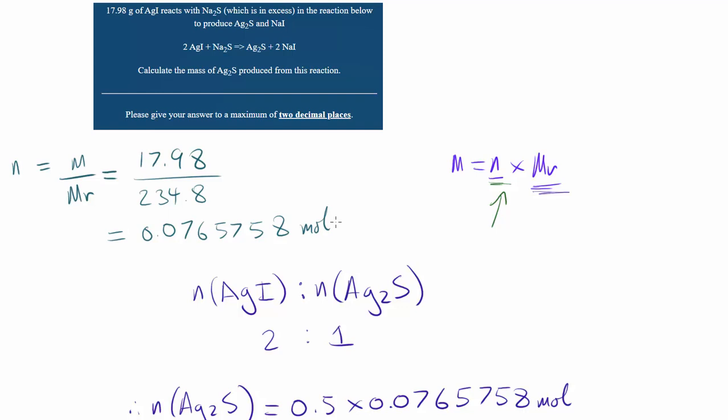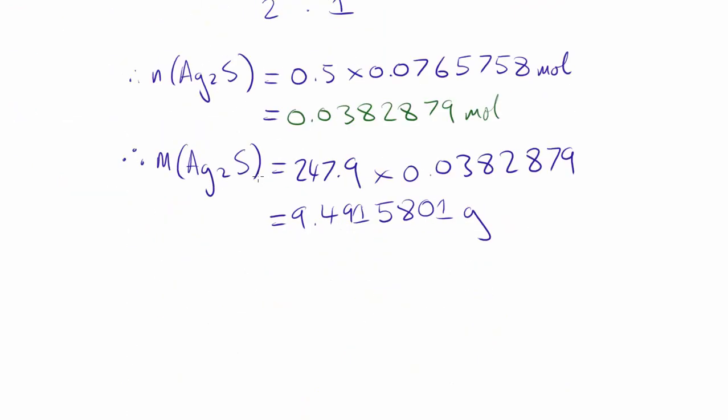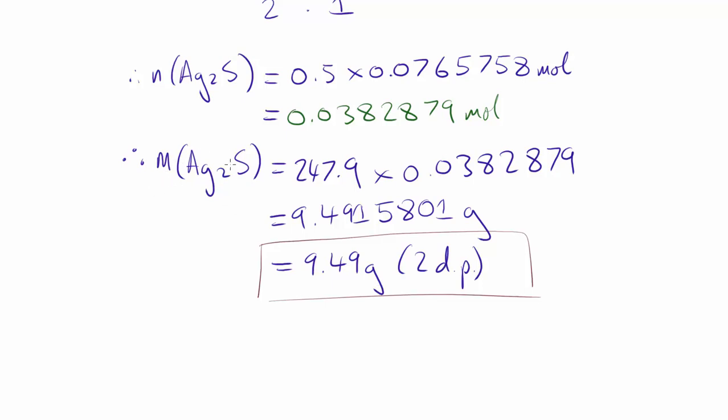However, again, let's remind ourselves that the question is specifically saying, give your answer to a maximum of 2 decimal places, right? So we need to refer back to this and say, well, we need to get this to 2 decimal places. So that's therefore going to be equal to 9.49 grams to 2 decimal places. Okay, so in this case, this would actually be our answer for the mass of Ag2S.